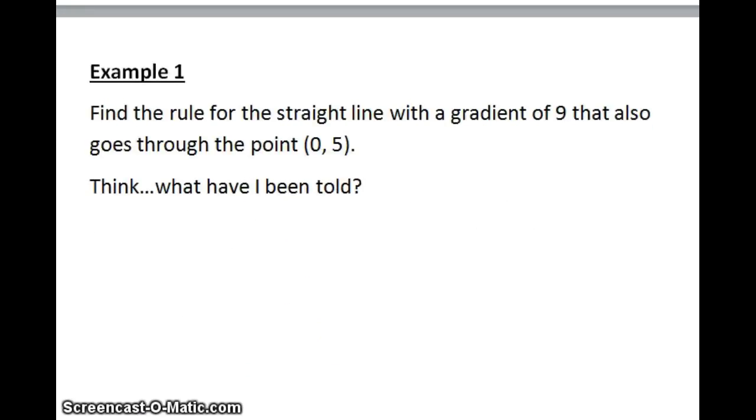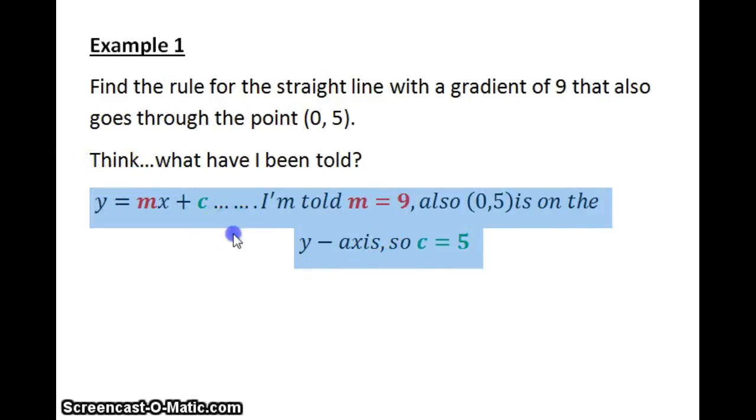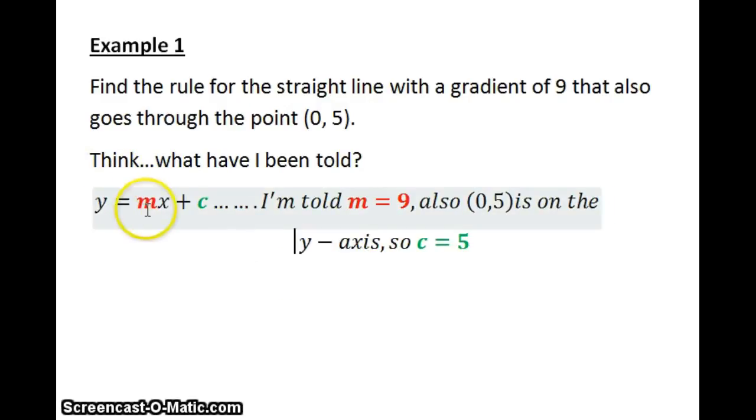In example 1, we're trying to find the rule for a straight line with a gradient of 9 that also goes through the point (0, 5). Now think, what have I been told? Well, I've been told the gradient, and I've got to recall that y equals mx plus c. m is the symbol for gradient, c is the symbol for y-intercept. So I know that m is 9 straight away.